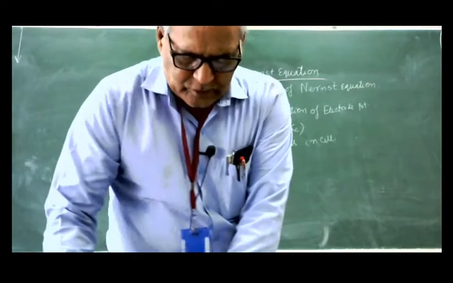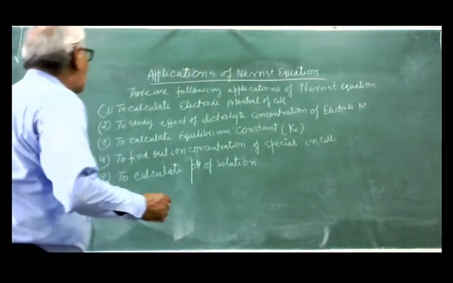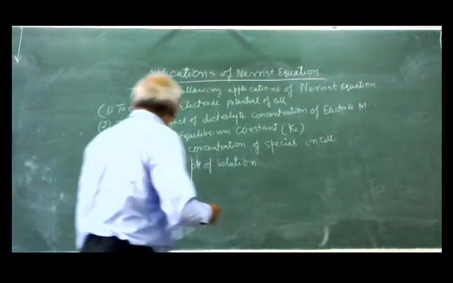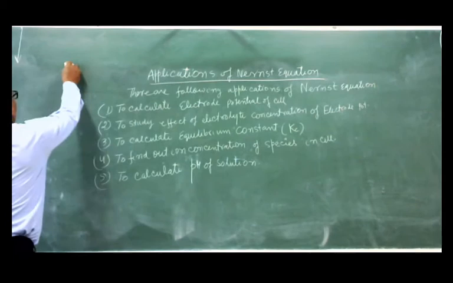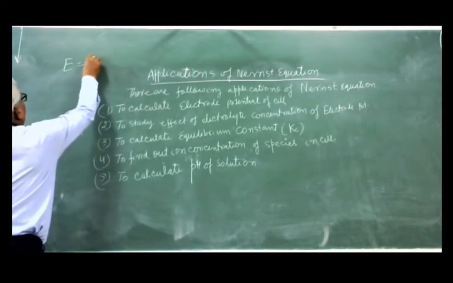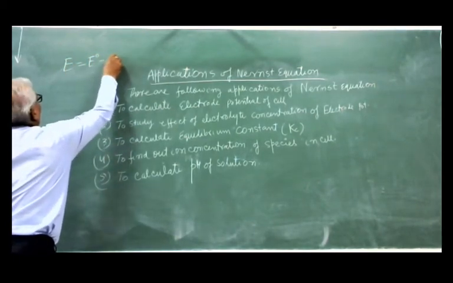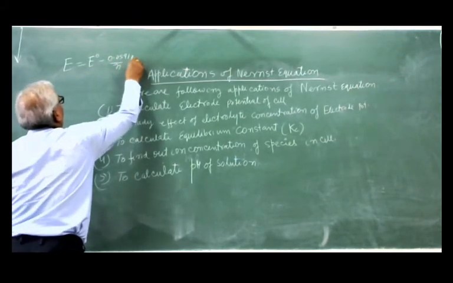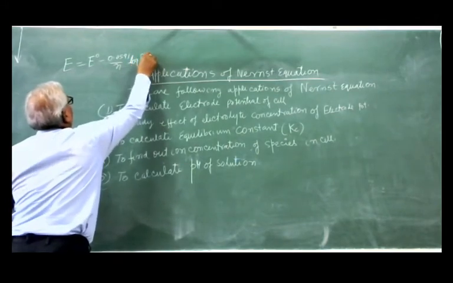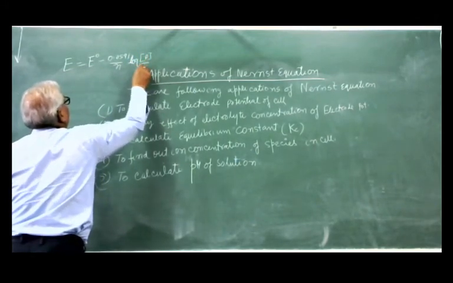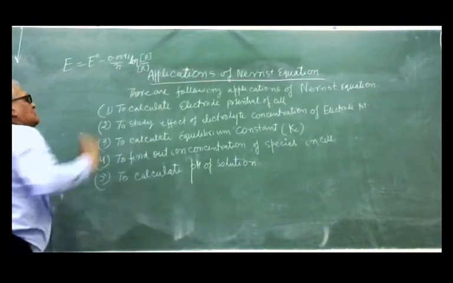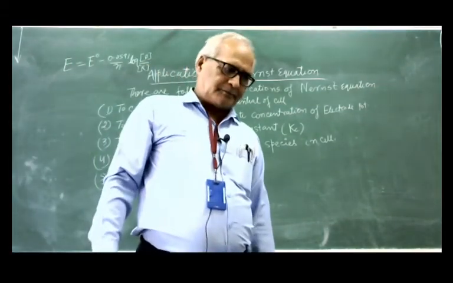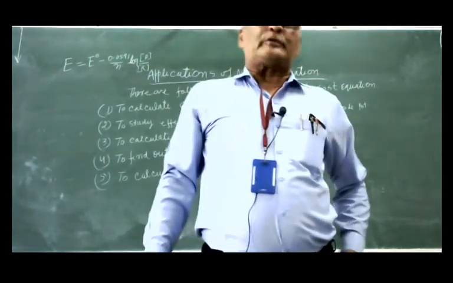We know that this is the Nernst equation: E is equal to E0 minus 0.0591 upon n log of the concentration of product upon concentration of the reactant. This is the simple form of the electrode potential Nernst equation.